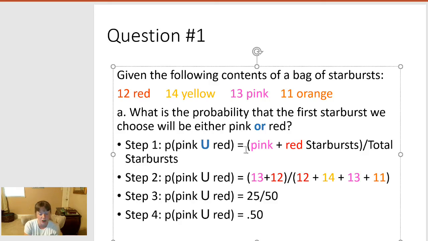Because they're mutually exclusive, you can just add the probabilities together, which is what I've done here in steps 2 through 4. I've taken 13 and 12, because that's the number of pinks and reds, added them together, and then divided by the total number of Starbursts, which was 50. So 25 over 50 is 0.5. And so the probability of pink or red is 0.5.